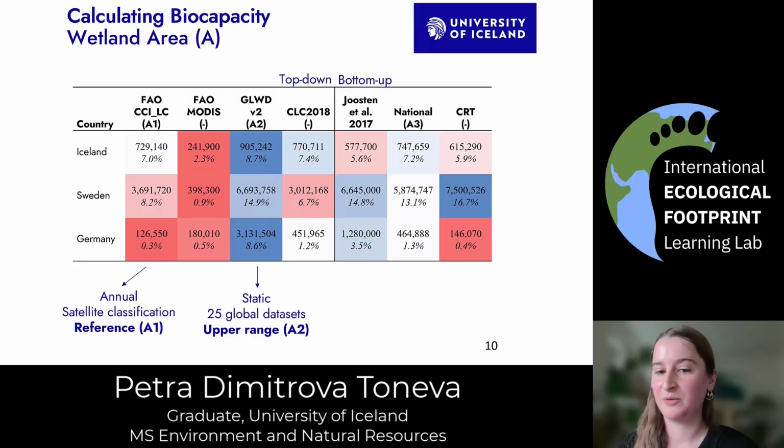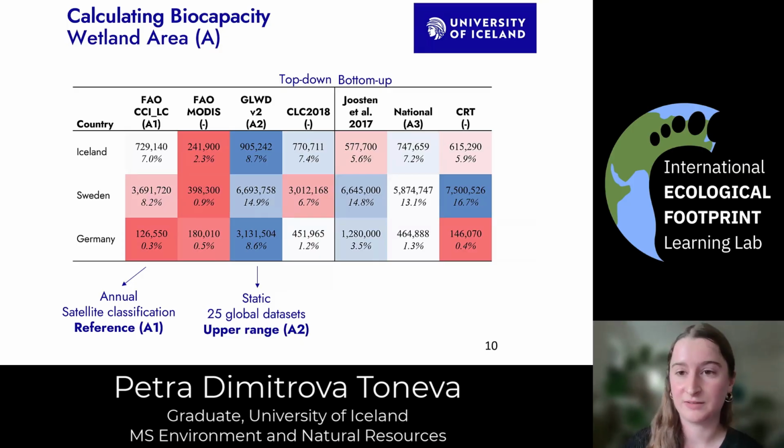a static database, which has a rather long compilation period. And it combines 25 different global data products, which include historic wetland maps, wetland probabilities, and different types of satellite classifications to generate one wetland dataset with over 30 classes. And this is a very commonly used data product for global wetland analyses.